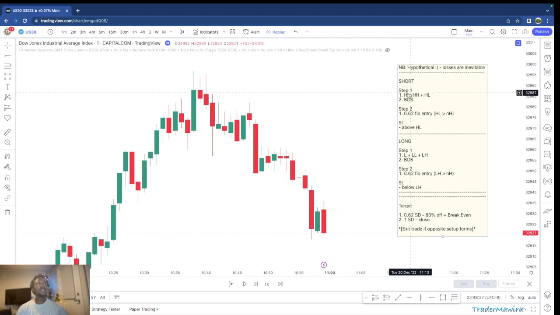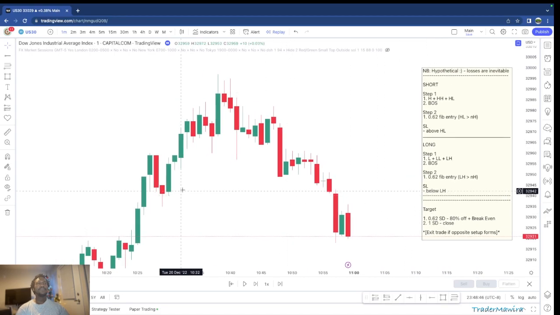So what we want is to see, I know we're going short here, we want to see a high, and a higher low, and then a break of structure, right? Even before we're thinking of setting up the trade, which is the step two where we use the fib to set up our trade, and then our stop loss, and then our targets as below. So we do have a high right here.